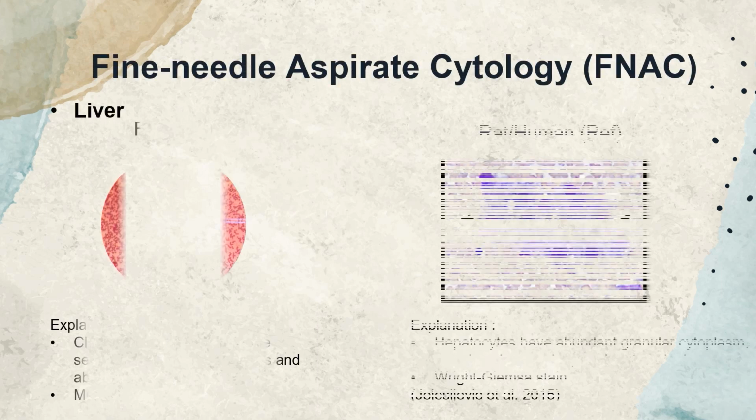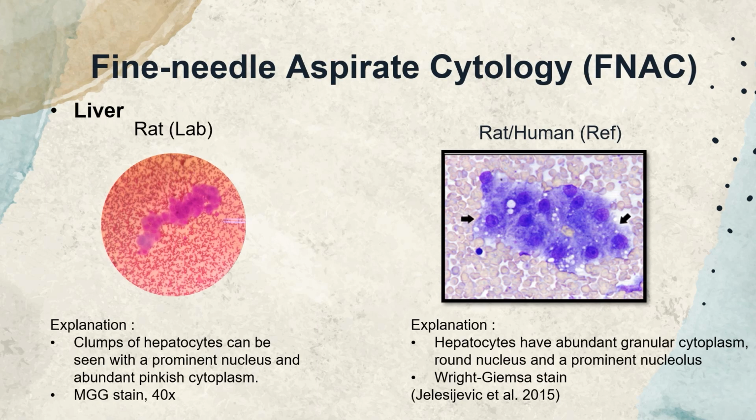For liver, our lab finding is similar to the reference from Jelisijevic et al. 2015, where clumps of hepatocytes with abundant pinkish cytoplasm and prominent nucleus can be seen. Our FNAC specimen was stained using MGG stain and seen under 40 times magnification, while the reference uses a different stain.